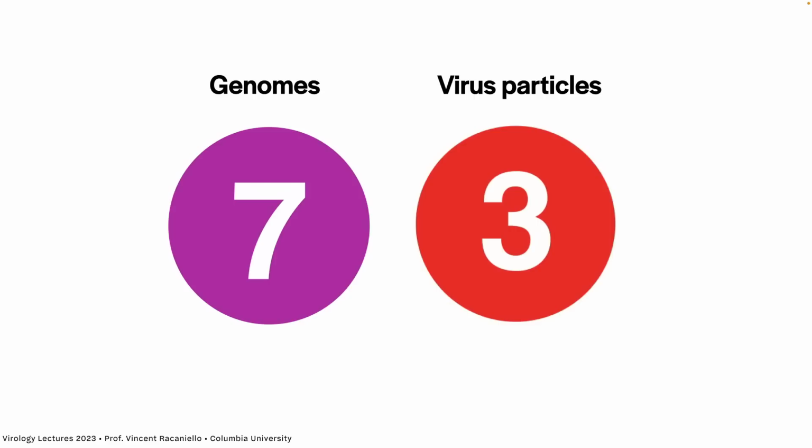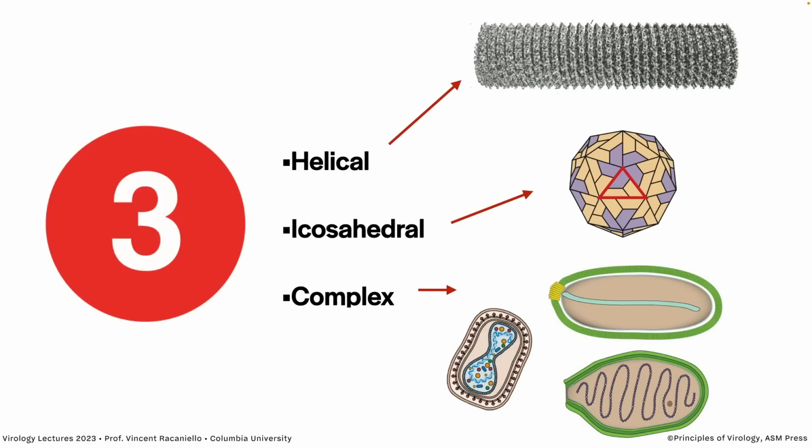All right, so that's how we solve virus capsid structures. And let's talk now about the different kinds of virus particles that we have. So last time, remember, we talked about 7 different kinds of genomes. There are 3 different kinds of virus particles. So 7 genomes, 3 different kinds of virus particles. We have helical virus particles shown there on the upper right. We have icosahedral virus particles there in the middle. And on the bottom, we have complex, which don't have any kind of symmetry.